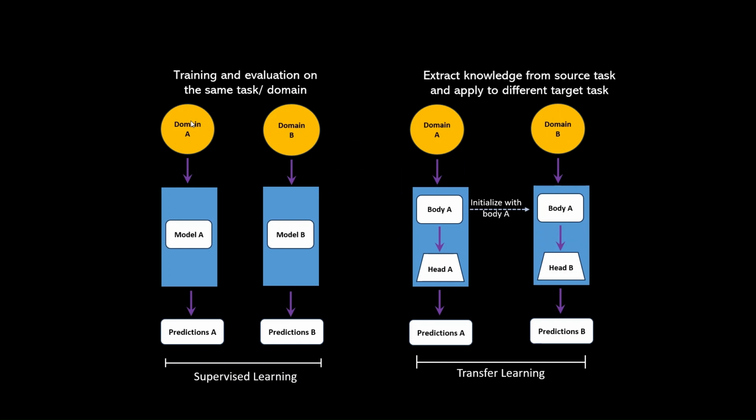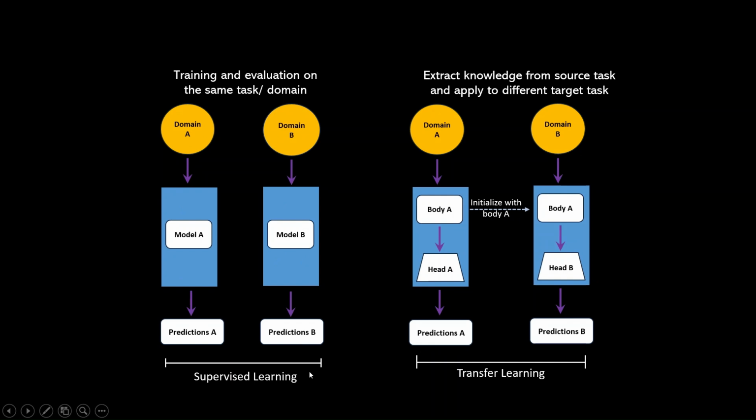If you look at it in a supervised learning setting, training and evaluation are done on the same task or domain. You can see here that model A was trained in domain A for making predictions on A. Model B was trained on domain B and then used for making predictions on domain B only. This is supervised learning.